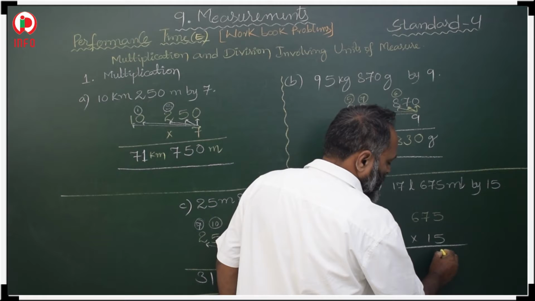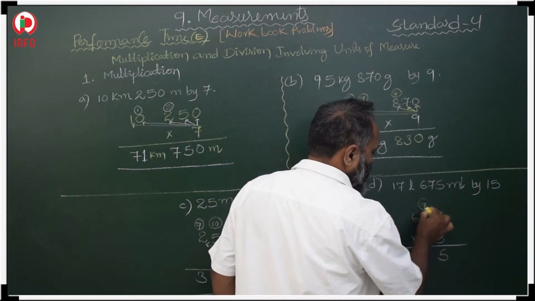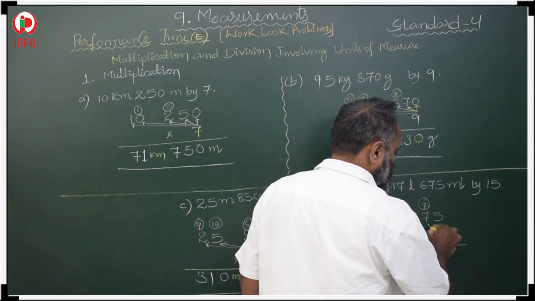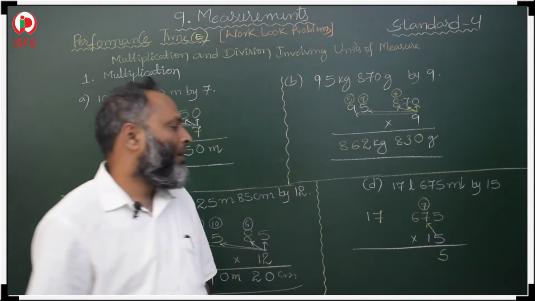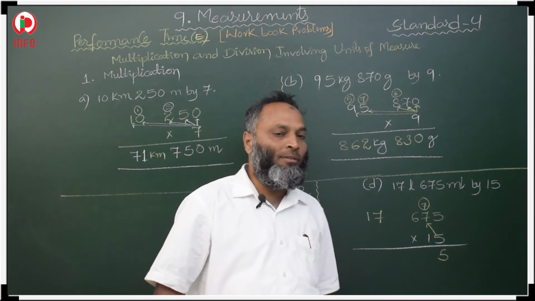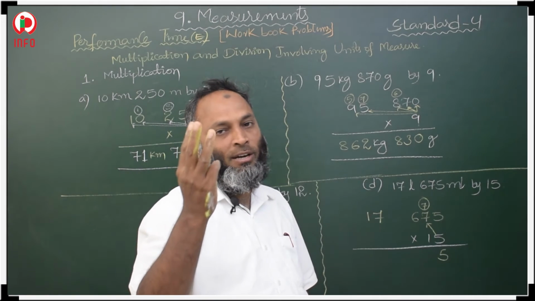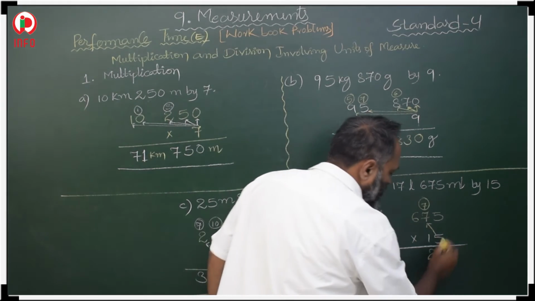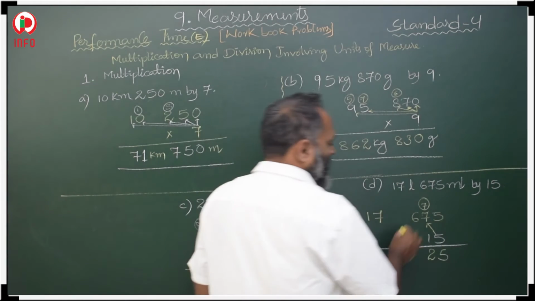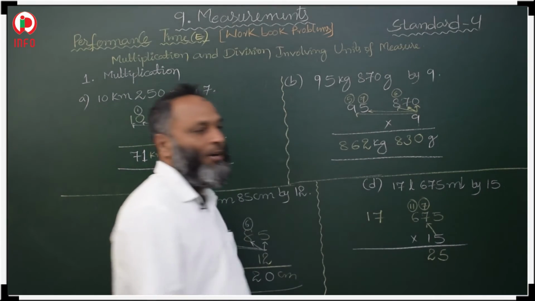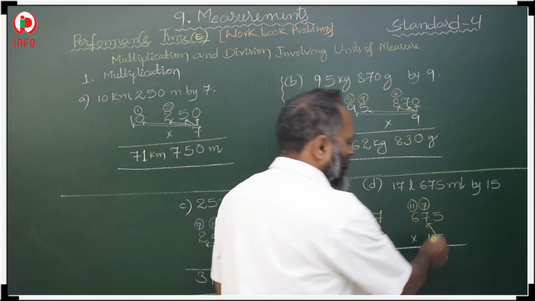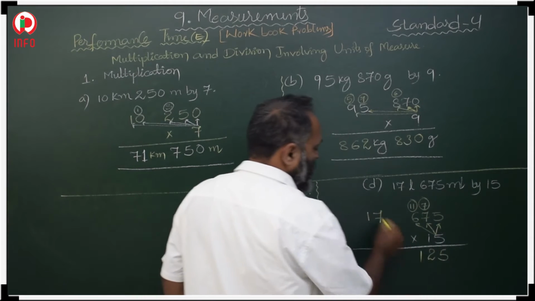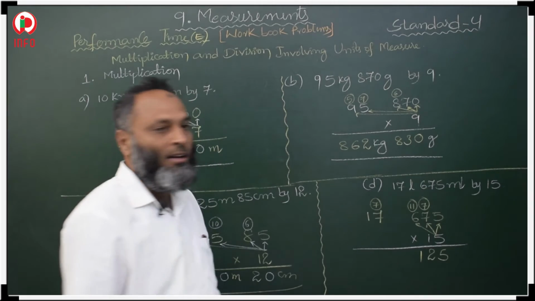15 5s are 75. 5 in ones place and 7 we should take on tens place. 15 sevens are 105, 106, 107, 108, 109, 110, 111, 112. 112 means 2 in tens place and 11 on hundreds place. 12 5s are 60, 60 plus 11 is 71, 71 means 1 here and 7 in units place.